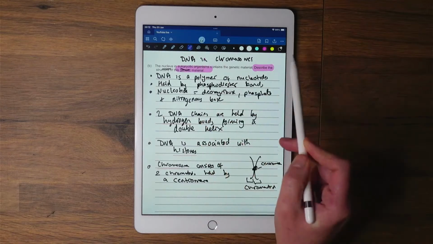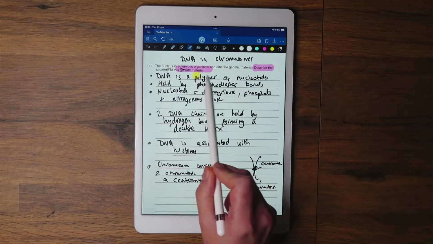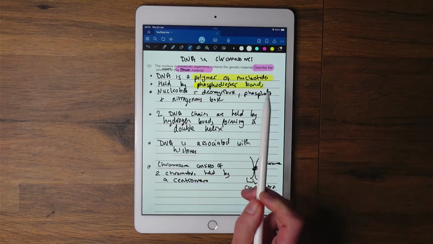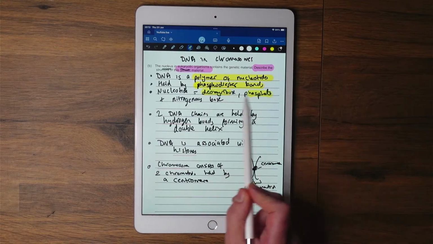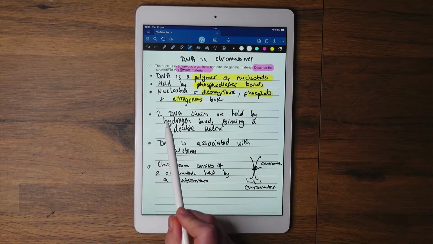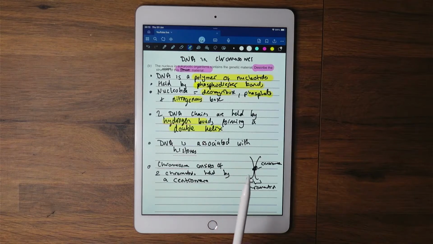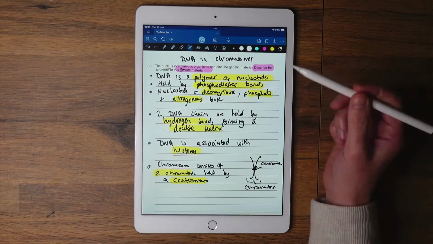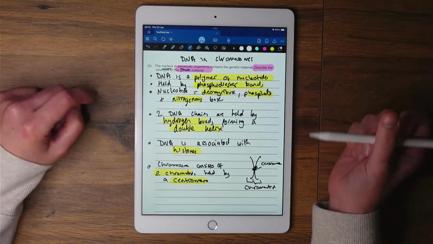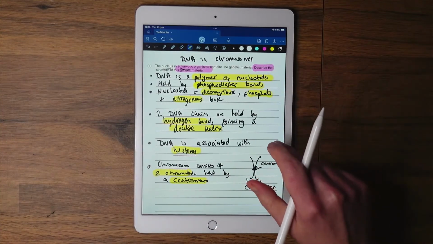Right, let's pick out our key points. So we've said polymer of nucleotides, phosphodiester bonds. I then described the components, hydrogen bond to make that double helix, histones, and then 2 chromatids with the centromere. So that would be the key marking points for this long answer AQA style A-level exam question.